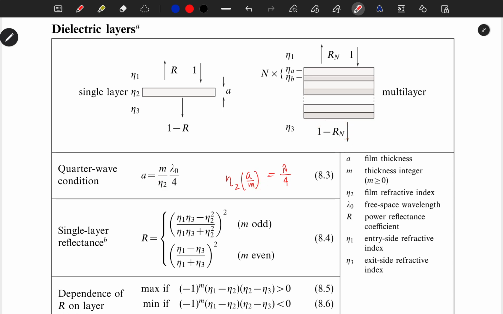So for the quarter wave condition, the refractive index times some distance equals lambda by 4. This distance is a by m, where a is the thickness of the film and m is an integer. So the single layer reflectance R, when m is even, dividing evenly the total width, is (eta 1 minus eta 3) by (eta 1 plus eta 3), whole squared. For m odd, it is (eta 1 eta 3 minus eta 2 squared) by (eta 1 eta 3 plus eta 2 squared), whole squared.